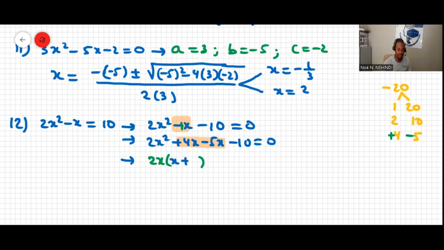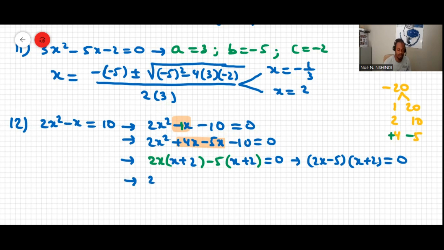Then we can take 2x for common factor. That makes x plus 2. And then we can also take a -5 for common factor. And then this will be 2x minus 5, x plus 2 equals 0. So in this case, 2x equals 5, which means x is equal to 5/2, or x plus 2 equals 0, which means x is -2. Okay.